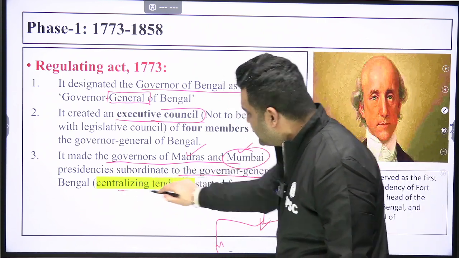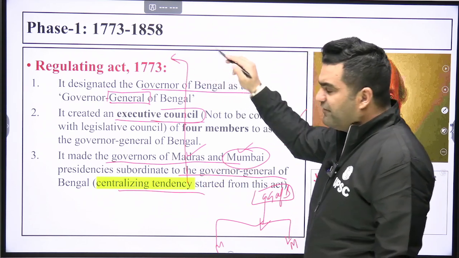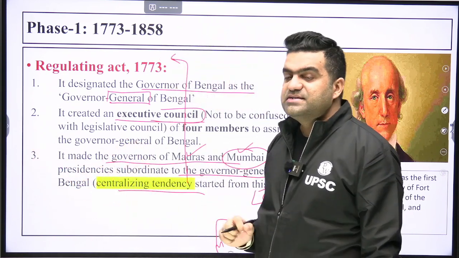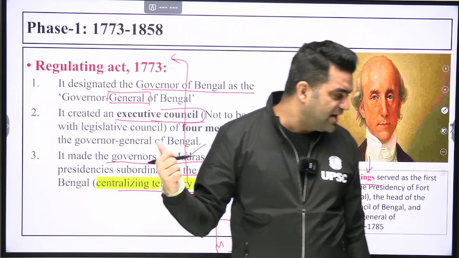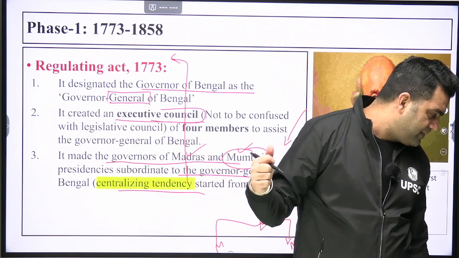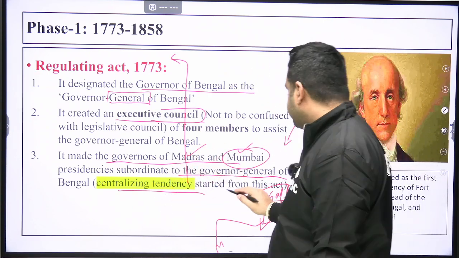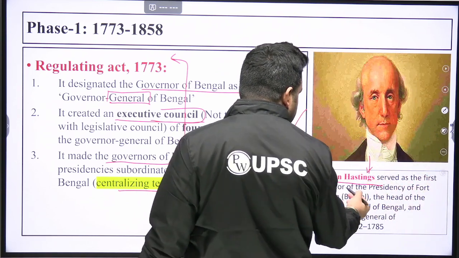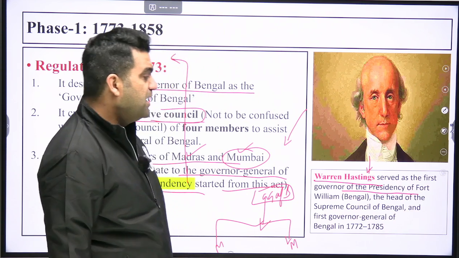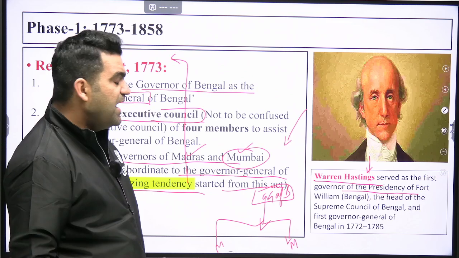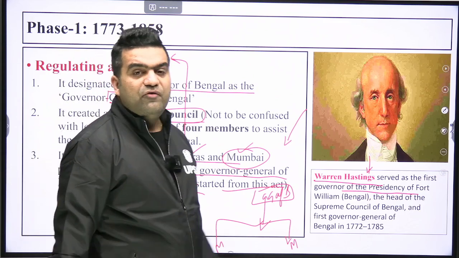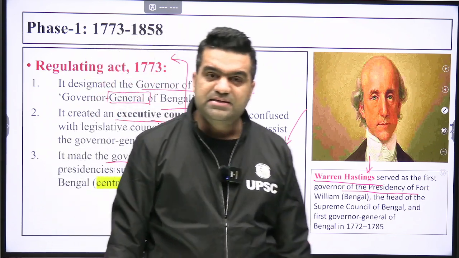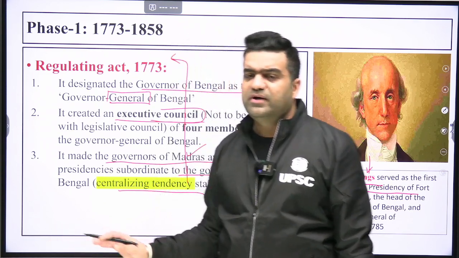So, if UPSC asks what was the centralizing element in the Regulating Act of 1773, this is the centralizing element that you can see here. It started from this act. Warren Hastings served as the first governor of the presidency of Fort William, the head of the Supreme Council of Bengal, and the first Governor General of Bengal from 1772 to 1785. He served till 1785 for 12-13 long years.